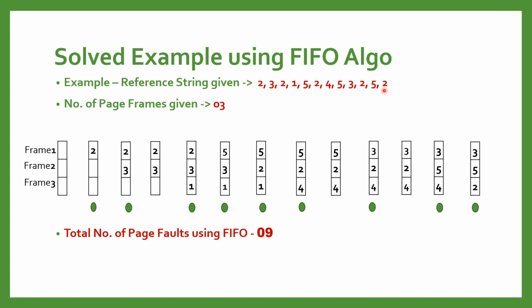Now 2 is not there in the page frames, so we will replace it with 4 and mark it as a page fault. So the last image of RAM will be 3, 5, 2 loaded in the RAM, and we will count these marks to get the number of page faults. So let's count it. 1, 2, 3, 4, 5, 6, 7, 8, 9. So the number of page faults using the FIFO algorithm in this question is 9.